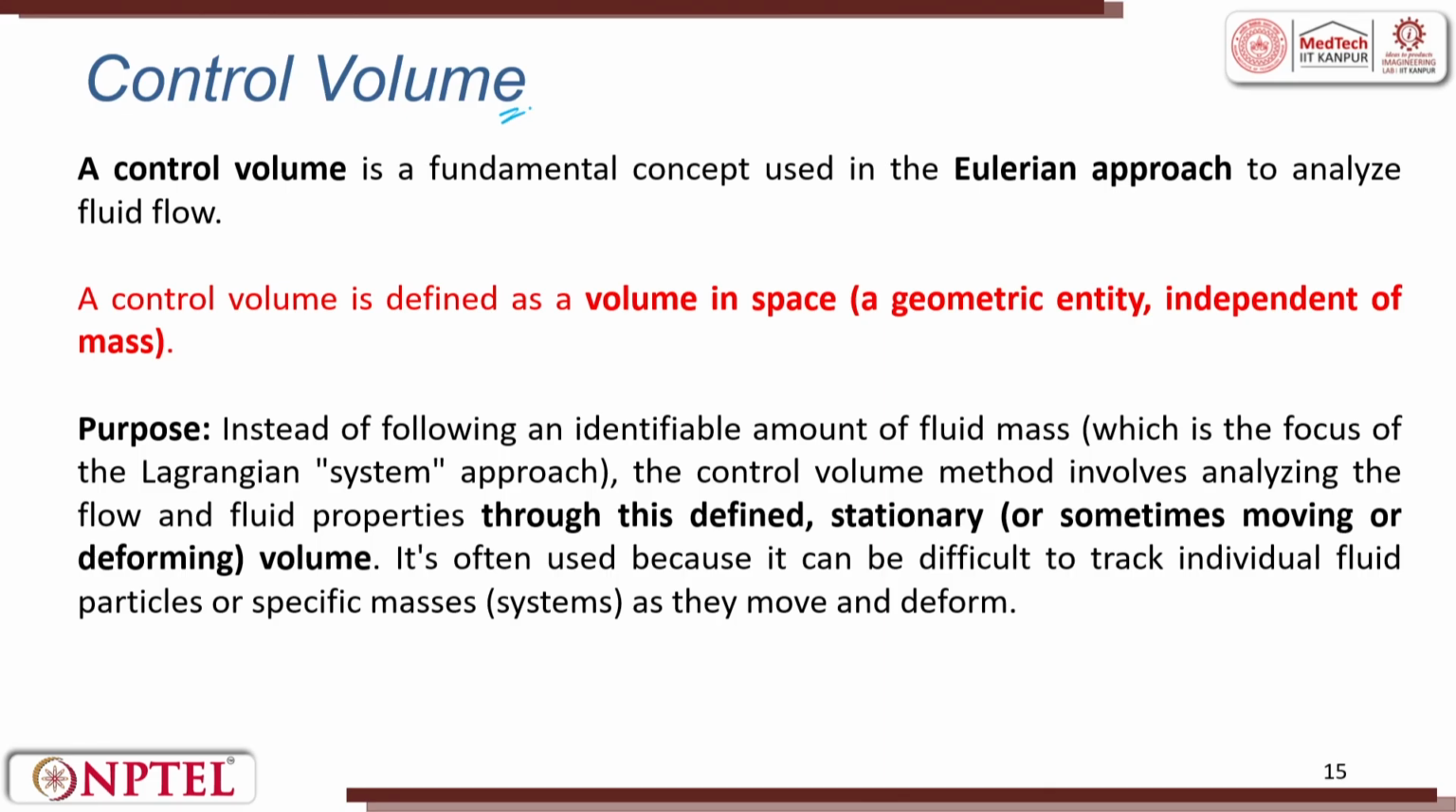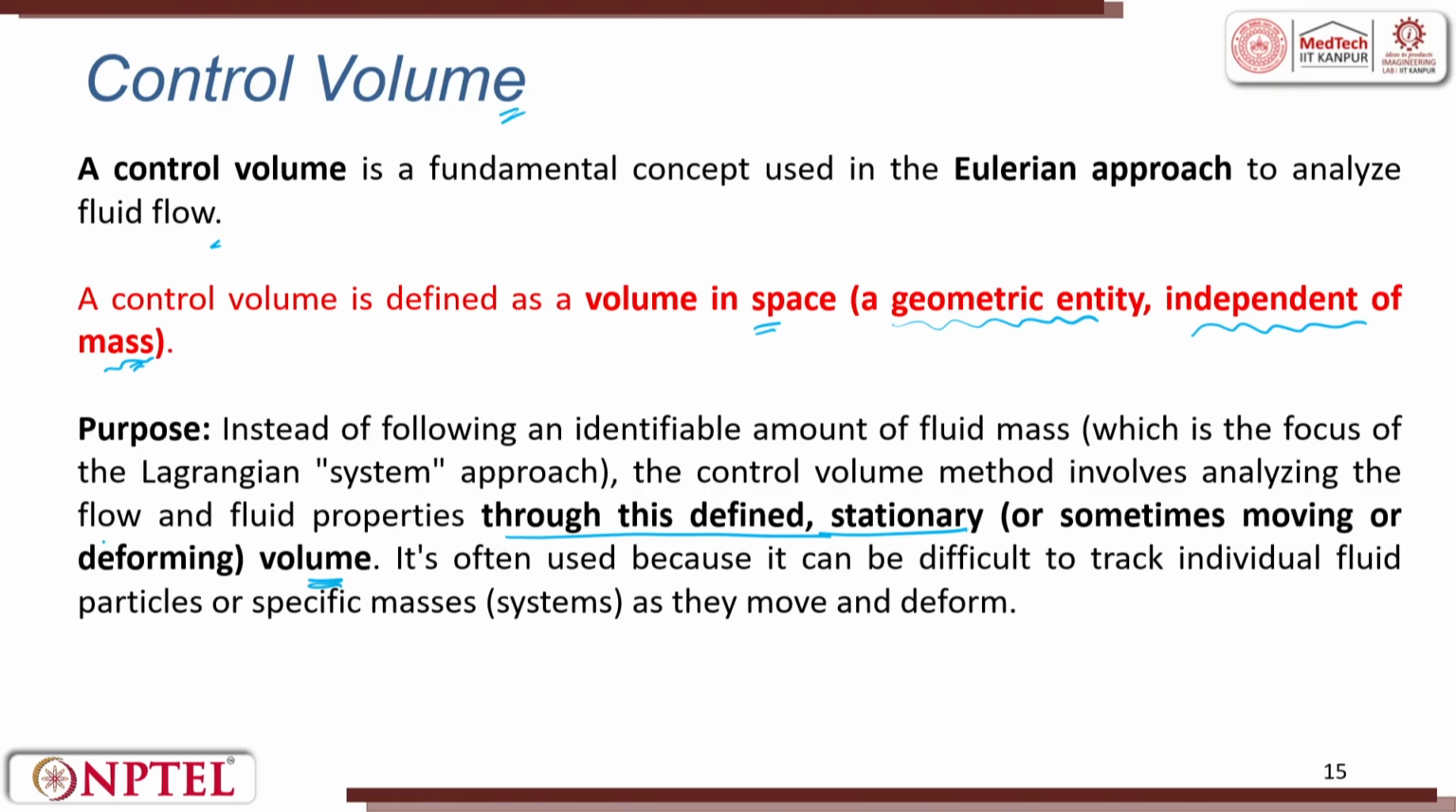The control volume is a fundamental concept used in the Eulerian approach, and this is very commonly used. A control volume is defined as a volume in space, a geometric entity independent of mass. Please note that it is a geometric entity which is independent of mass. The purpose is, instead of following an identified amount of fluid mass, which is the focus of the Lagrangian system approach, the control volume method involves analyzing flow and fluid property through the defined or stationary volume.